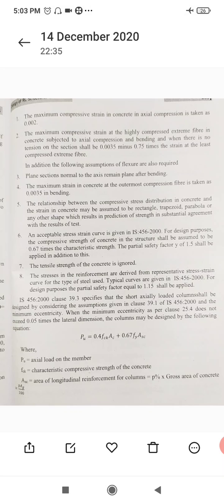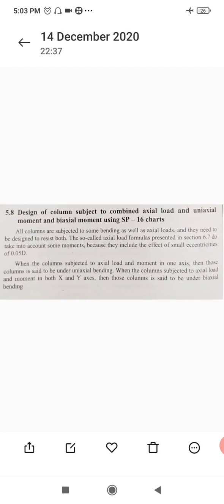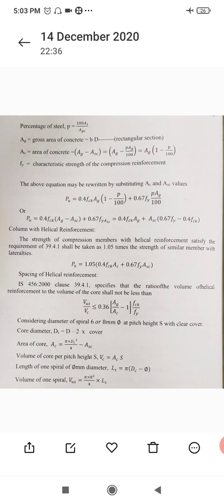where PU is the axial load on the member, FCK is the characteristic compressive strength of the concrete, ASC is the area of longitudinal reinforcement of the column, P is the percentage into gross area of the concrete, that is P into Ag divided by 100. See, percentage of steel P equals 100 times ASC divided by AG. AG is the gross sectional area of concrete, B into D, as a rectangular section is considered. So AC is the area of concrete, AG minus ASC, equals AG minus P into AG divided by 100, equals AG into 1 minus P divided by 100.